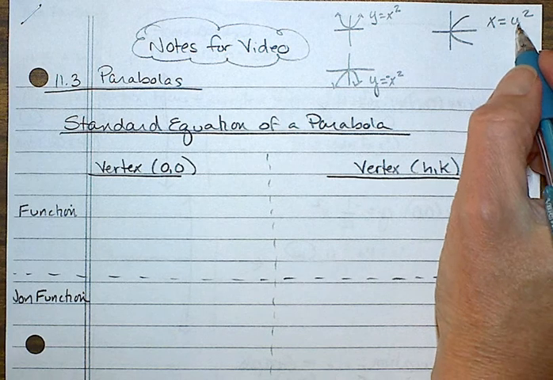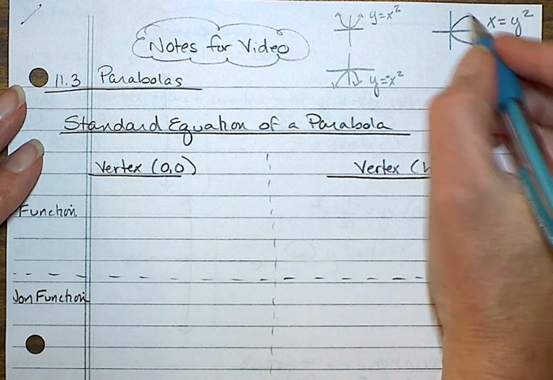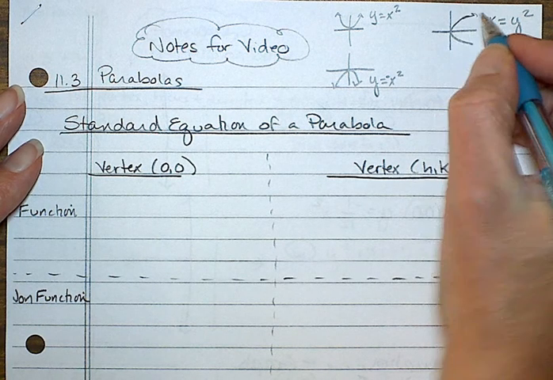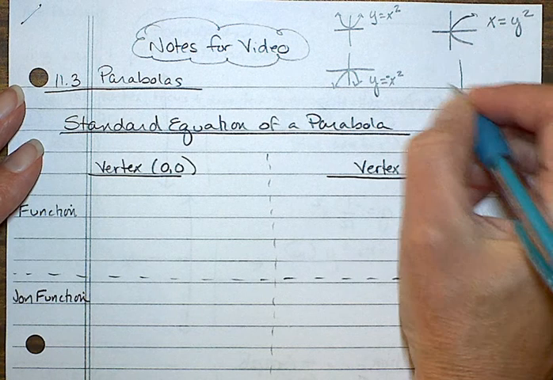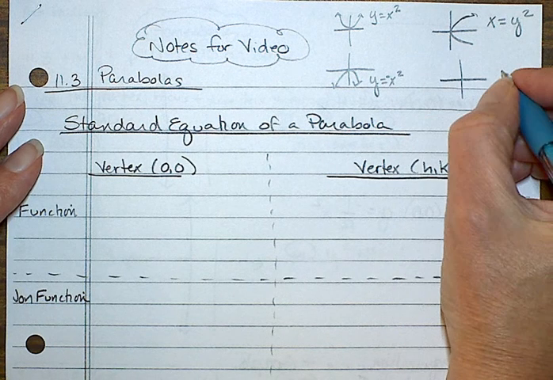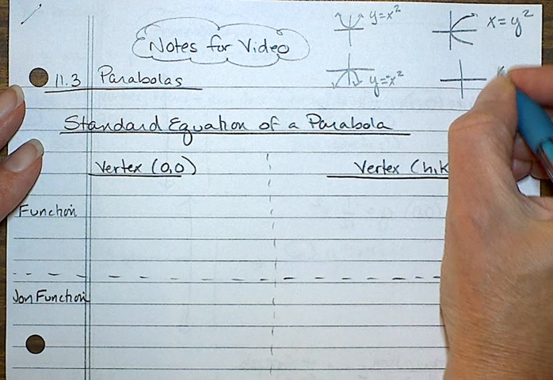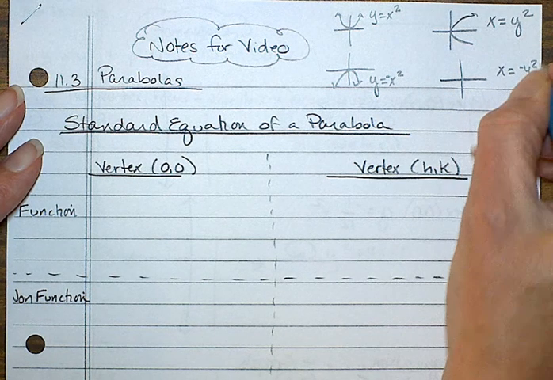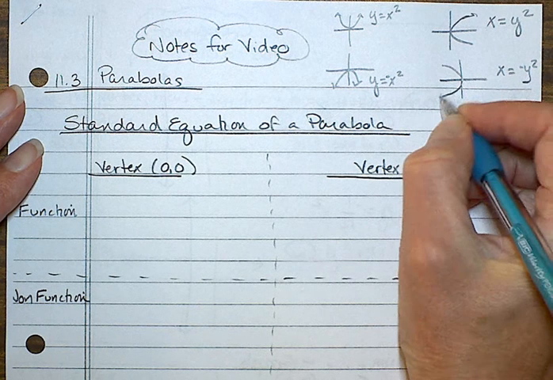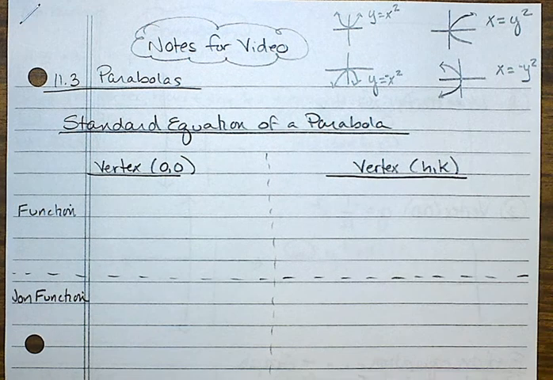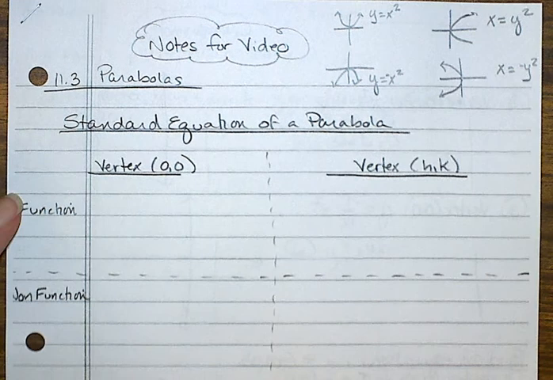If we were to solve this equation for y, we would get a positive square root of x and a negative square root of x. Or we might get just the opposite. We might have x equals negative y squared, and then it would open up in the opposite direction. Most of them we're going to work with today are going to have a vertex at 0, 0.